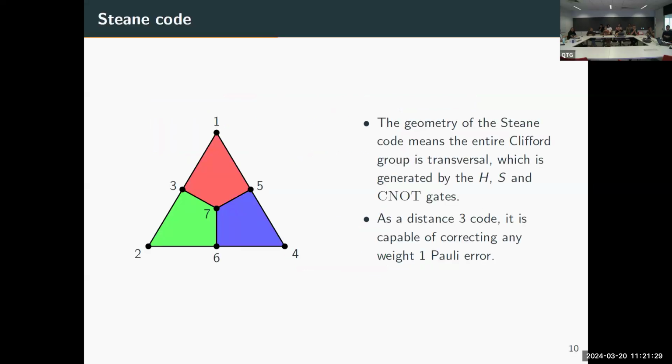Cool. So the main thing to keep in mind here is that this is embedded in the Steane code. I think the Steane code should be fairly familiar to everyone here, but if not, the main thing is that it has a transversal Clifford group. So Hadamard, S phase gate, and CNOTs are all transversal, so you only need the T gate to make this universal. But it's a very small code, right? It's the smallest color code and it's distance 3. That means you can correct any weight 1 Pauli error. And I will stress that fact a little bit before we go on.